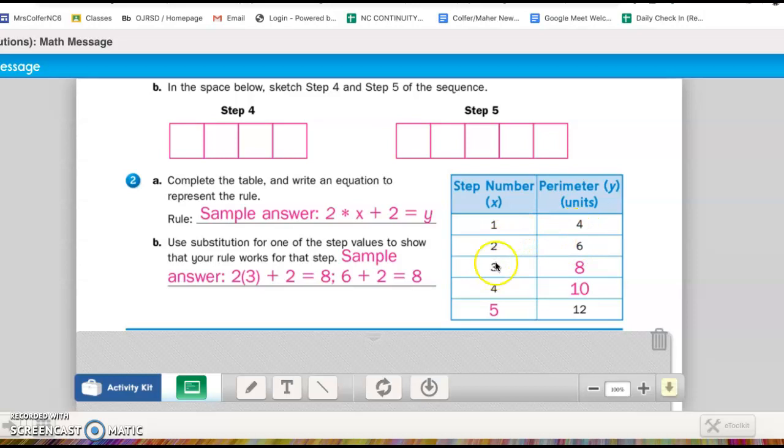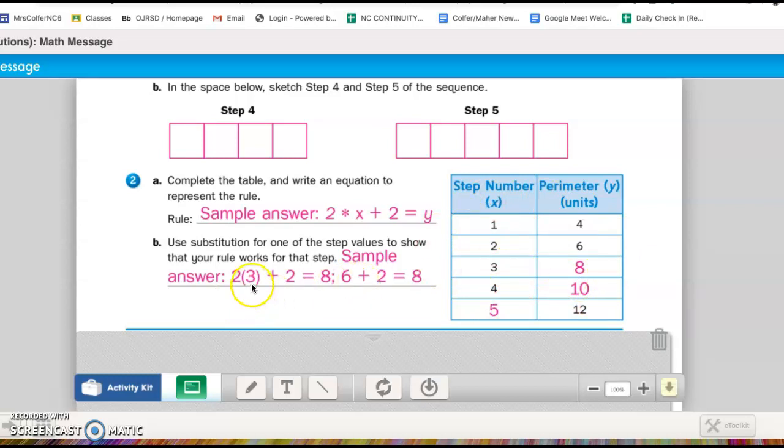3 times 2 is 6, plus 2 gives me 8, so you should have put an 8 in your table there. 4 times 2 is 8, plus 2 gives you 10. And 5 times 2 plus 2 gives you 12. So from here, you had to use substitution. For one of those values, either relationship between x and y would work there for your substitution.